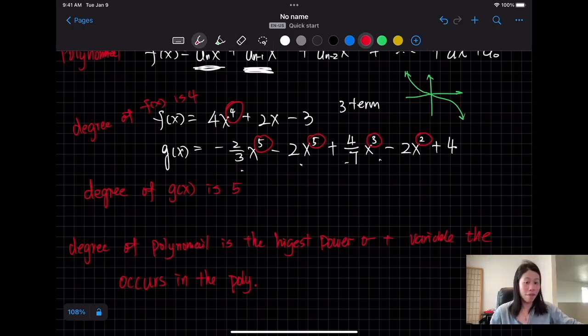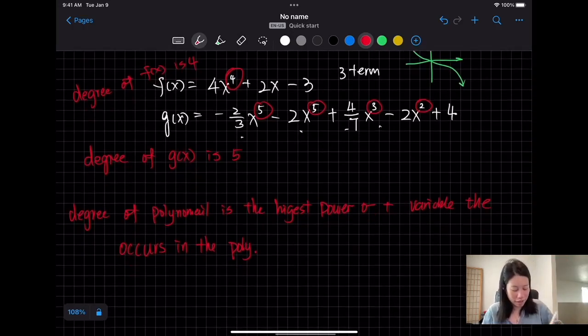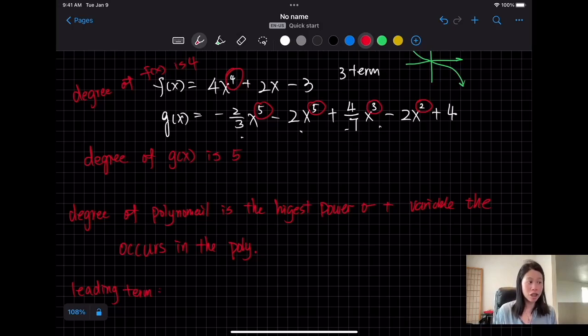Okay, and then another concept is leading term. A leading term of a polynomial means the term containing the highest power of the variable. So that also means the term with the highest degree.